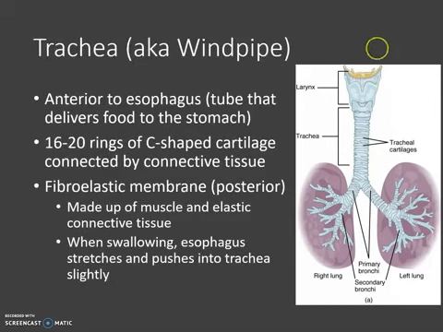The trachea is made up of several rings of cartilage, and these rings are C-shaped, so they're actually not connected in the back. And that's because the back of the trachea is made up of muscle and elastic connective tissue. And that's so when you're swallowing, the esophagus can actually push a little bit into the lumen or the opening of the trachea in order to kind of expand a little bit. So that flexible membrane on the posterior part of the windpipe allows the esophagus to expand when it needs to.